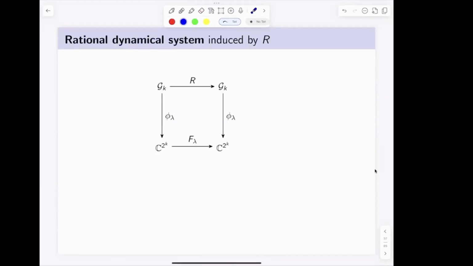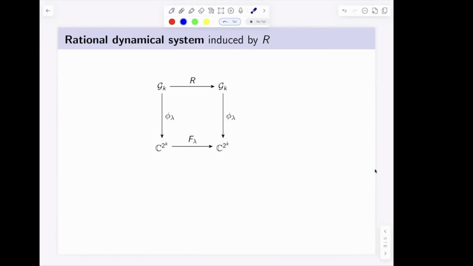So what does it mean? It means that I have a natural semi-conjugacy from my recursion operator R upstairs to this map F lambda, where each coordinate map is a homogeneous polynomial.